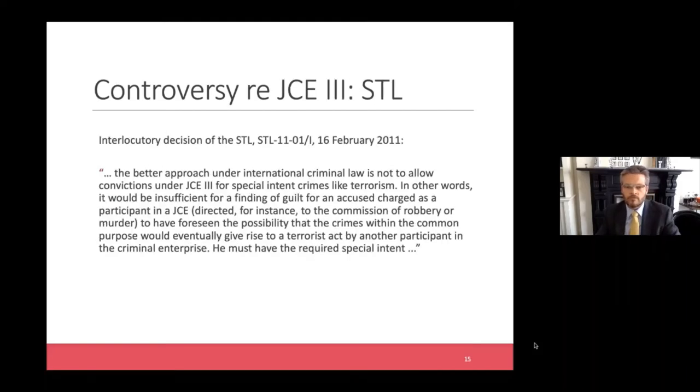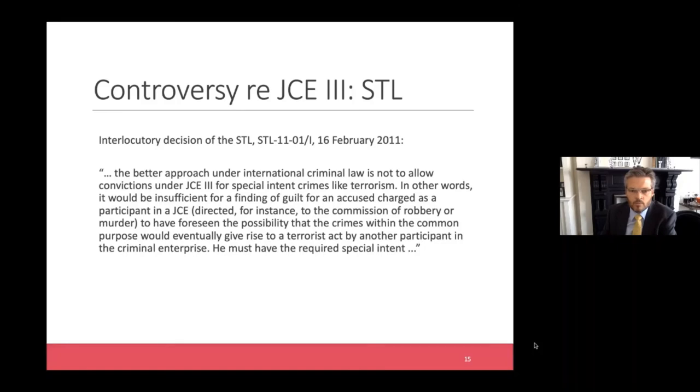The Special Tribunal for Lebanon, the STL, has turned it down also. While the case law of the ICTY allows for convictions under JCE3 for genocide and persecution as a crime against humanity, even though those crimes require special intent, the STL held that the better approach under international criminal law is not to allow convictions under JCE3 for special intent crimes like terrorism.